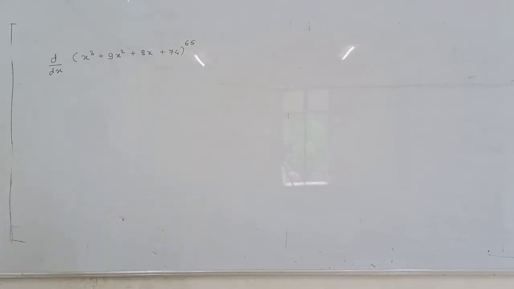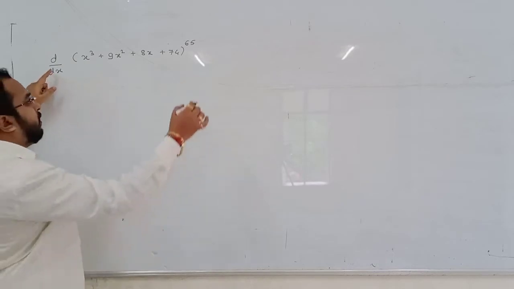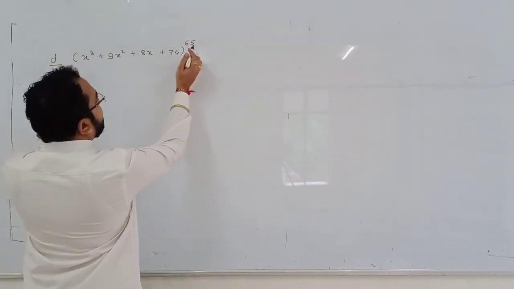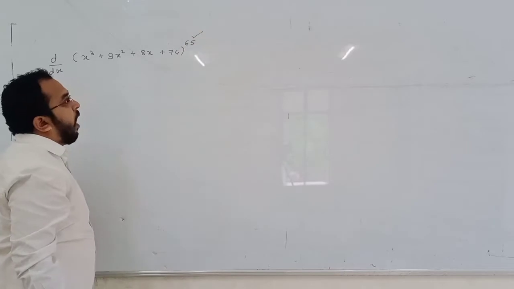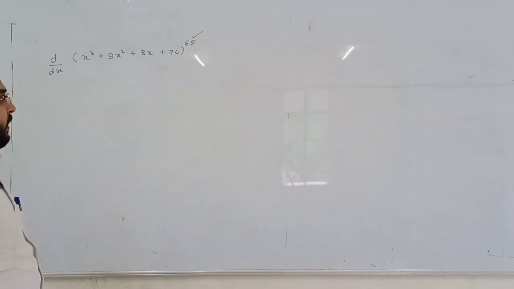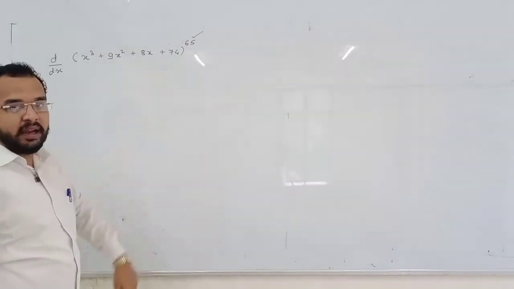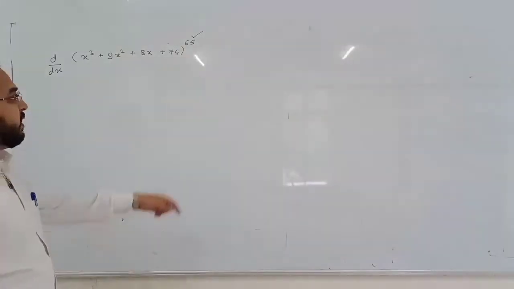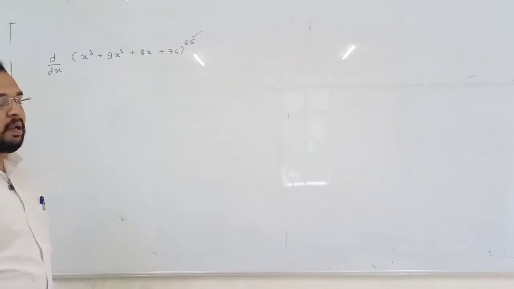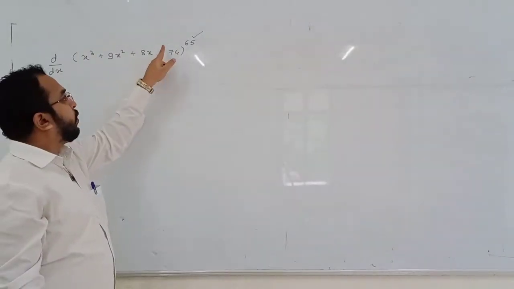So first of all, what do you see? Don't go to x cube because x cube is inside the bracket. So first of all, we are observing the power. In front of us, the power 65 is there, which is prior to all the terms, because all the terms are inside the bracket. So before going inside the bracket, 65 is outside. That means something is there which has a power.